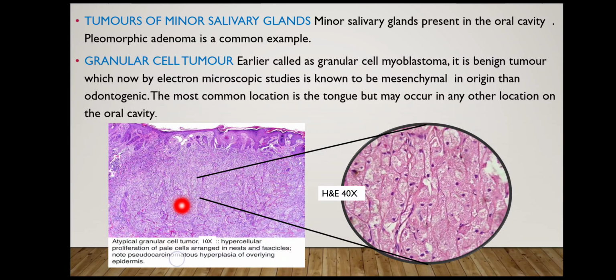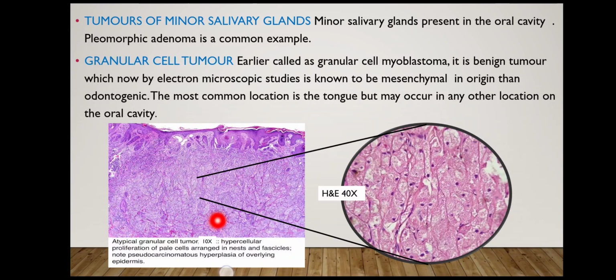So this is a low power view, or the scanner view, showing the mucosa lined by keratinized stratified squamous epithelium with pseudoepitheliomatous hyperplasia. So you are seeing that the squamous epithelium here is not showing regular rete ridges, it is showing irregular rete pegs and some hyperplastic areas as well here.